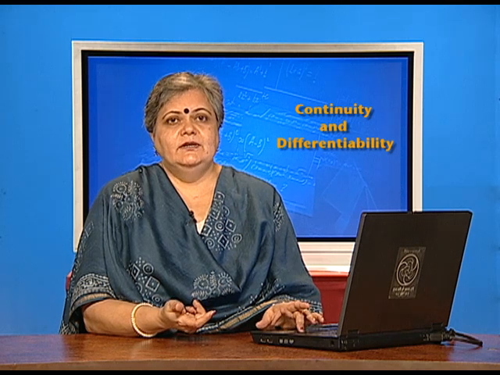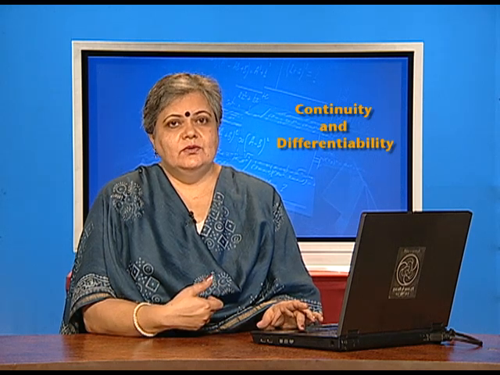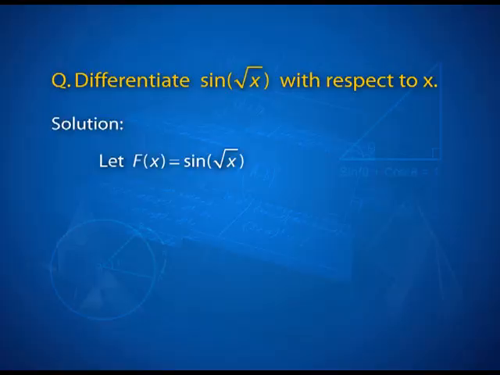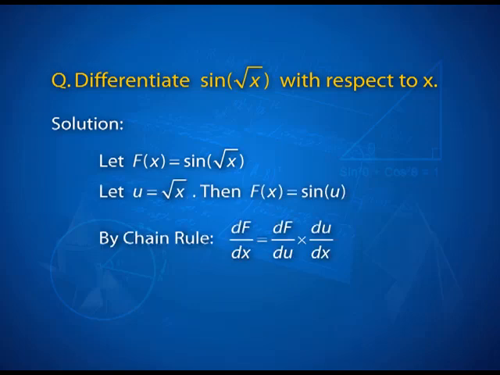So, to find the derivative, we definitely need the chain rule. Our function, let us call it capital F, is sine of root x, and let us take the inner function, as in this case the second function root x, to be u. Then f of x is nothing but sine of u, and therefore, by chain rule, df by dx is the same as the derivative of f with respect to u into the derivative of u with respect to x.